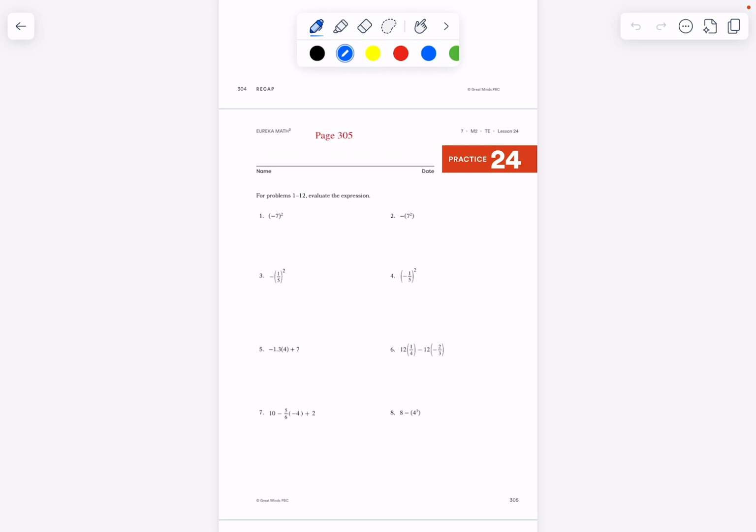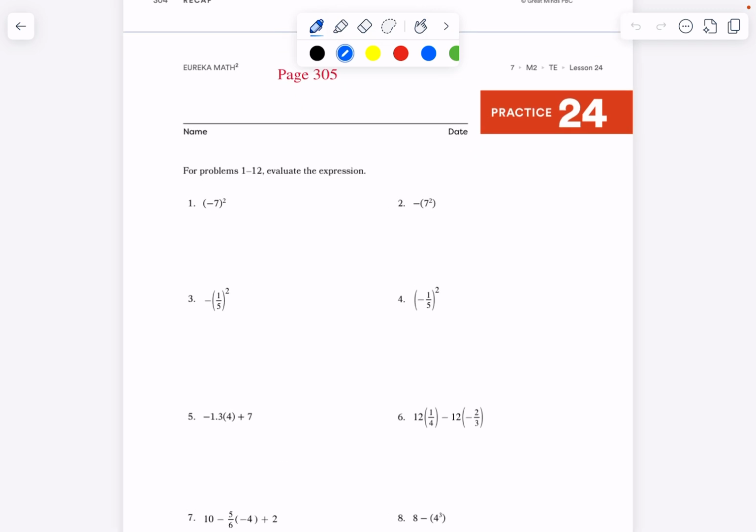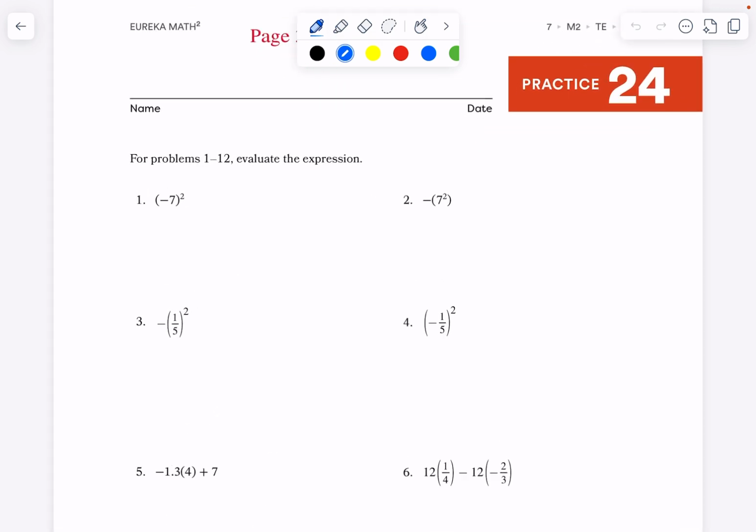I just want to give some pointers on a couple of these problems here because I know squaring with negatives can get a little tricky. So when it comes to number 1 and number 2 here, I'm going to expand number 1 just to show you and remind you how we're going to solve this problem.